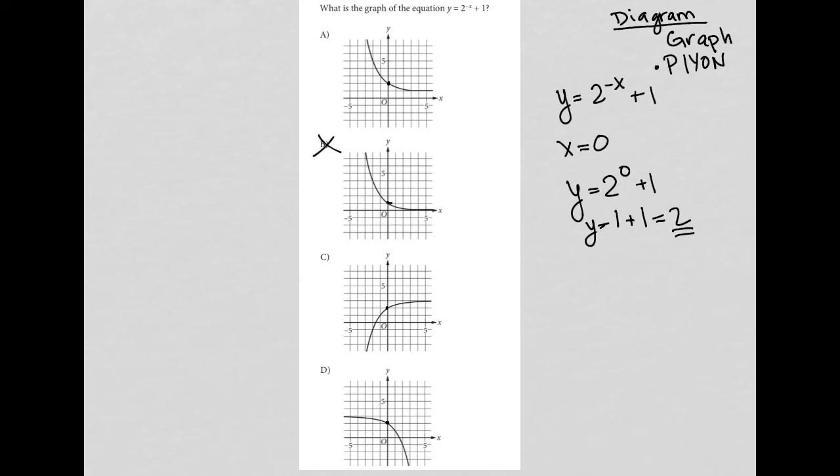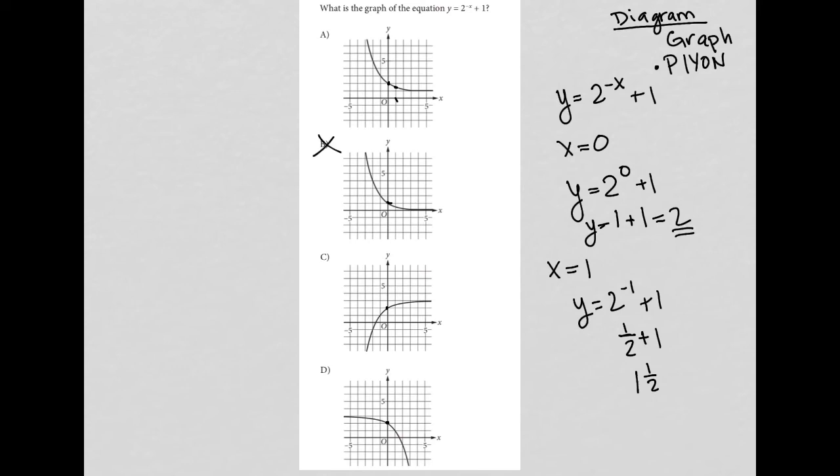Now, how about what I expect to happen after 0? Like maybe what happens when x is equal to 1? Well, when x is 1, I get y equals 2 to the negative 1 plus 1. 2 to the negative first power is positive 1/2. Hopefully that makes sense. 1/2 plus 1, and I'm going to just say this is 1.5, instead of making that an improper fraction. So 1.5 is lower than 2, which looks good for choice A.